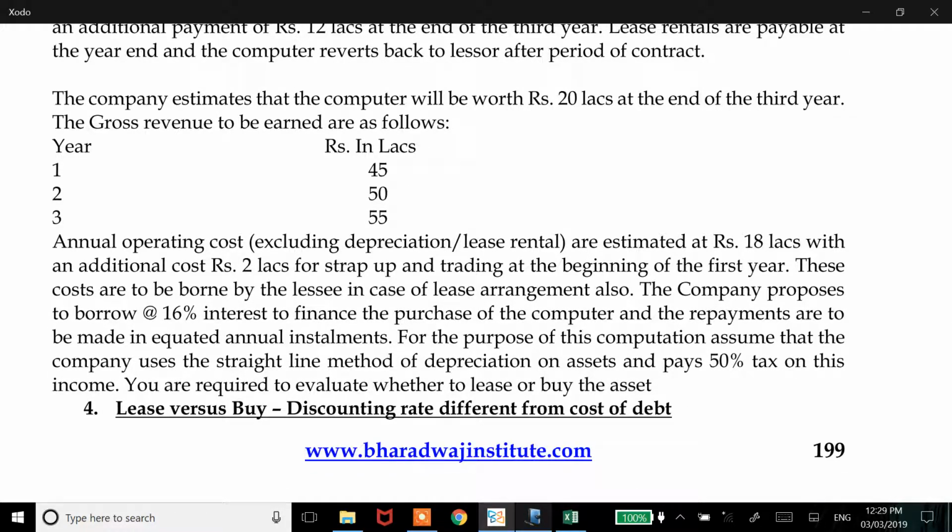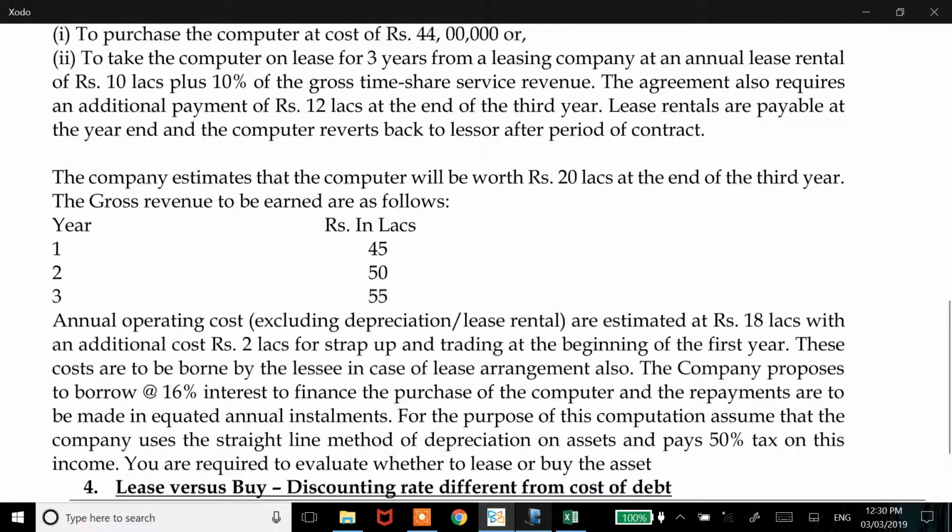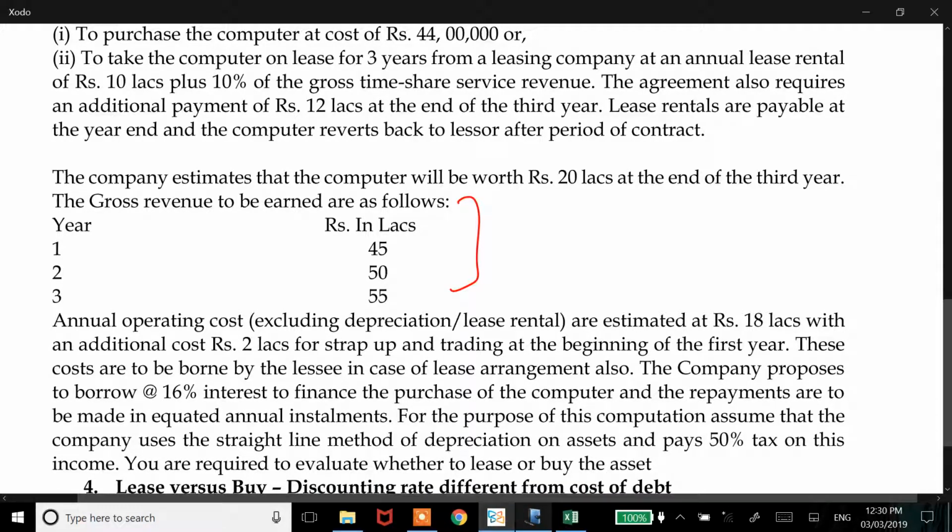Is any discount rate given in the question? Have they mentioned anywhere cost of capital, any discount rate? So what will be the discount rate? After tax cost of debt. What should I do with these items? Gross revenue, operating cost. What is to be done with these items?